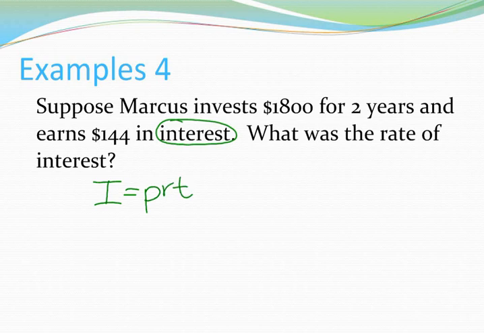And we're going to fill in what we know. I don't see a percent here to convert, so I'm just going to move on down to fill in what I know. It says Marcus invests, well, his initial investment is $1,800 for 2 years, and earns 144. If he earns this in interest, it goes there. We don't know the rate, but we do know the 2 years. And what was the rate of his investment? We're looking for R, so we have to solve for R this time, which is different than what we have been doing.